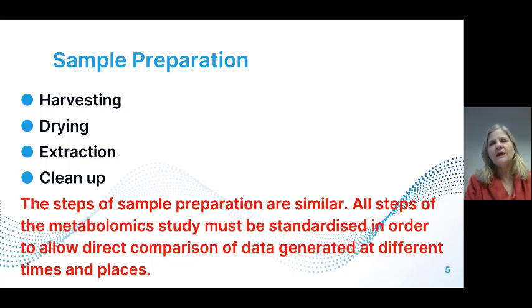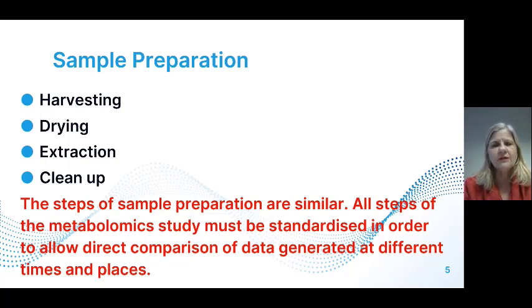So when we're looking at sample preparation, there are 4 steps that we normally go through. The first one is your harvesting, because we're looking at plant samples. But the first step is acquiring your sample, which could also be human blood, or animals. Then the second step would be drying and extraction, and we could stop at extraction, or we could have a cleanup procedure after the extraction.